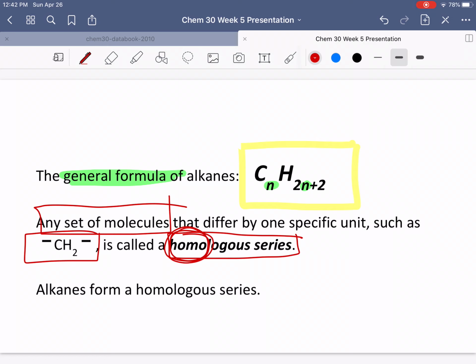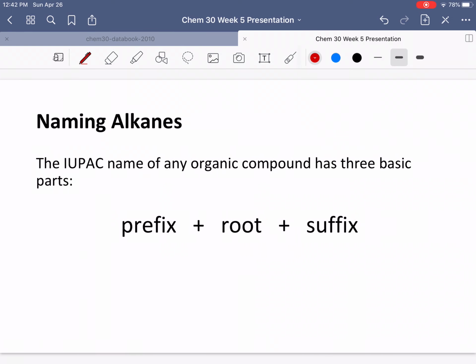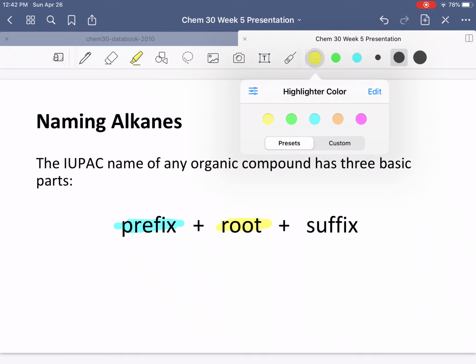All right, let's move on into the naming. So when you name an alkane, guys, we use the IUPAC naming system, International Union of Pure and Applied Chemistry. It's the same naming system that you've been introduced to in chemistry for years now. And there's 3 main parts to it. The first part is the prefix, which we'll talk a little bit more of shortly. The next part is the root. And at the end, of course, is going to be our suffix. So prefix, root, suffix. Keep those in mind.